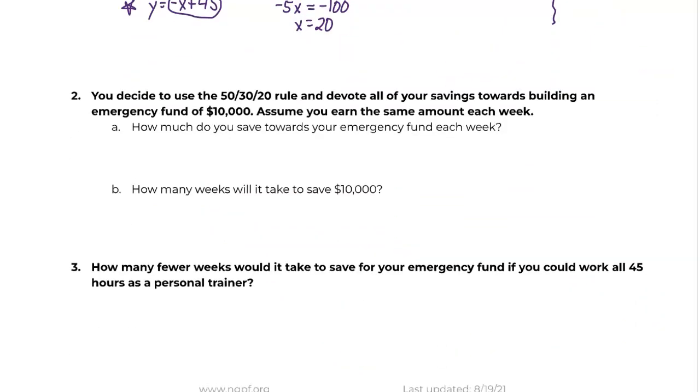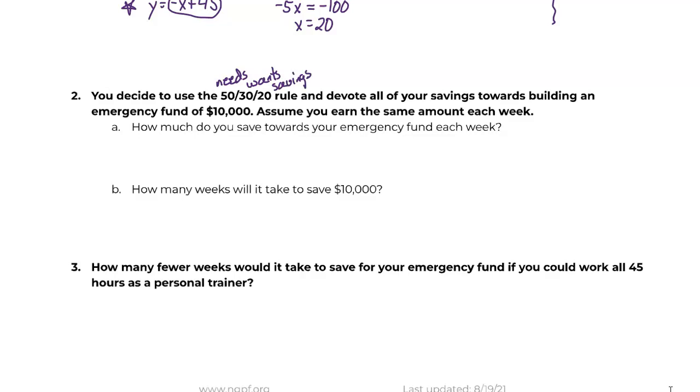Number 2, you decide to use the 50-30-20 rule and devote all of your savings towards building an emergency fund of $10,000. Assume you earn the same amount each week. How much do you save towards your emergency fund each week? So the 50-30-20 rule is 50% of your weekly income should go towards paying for your needs, 30% towards your wants, and 20% towards saving.